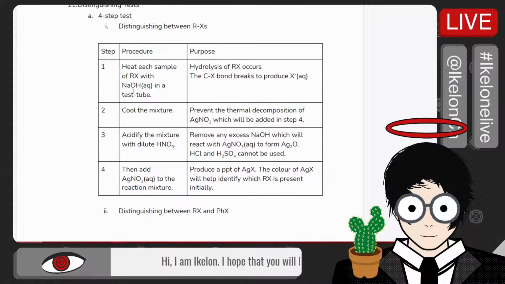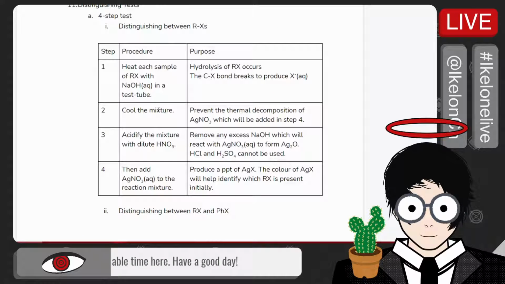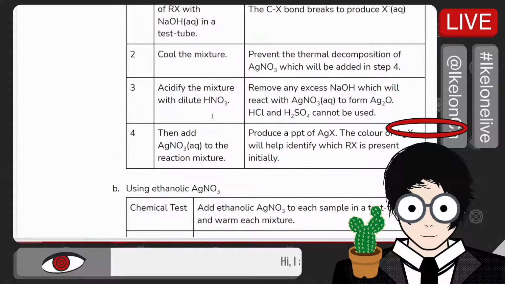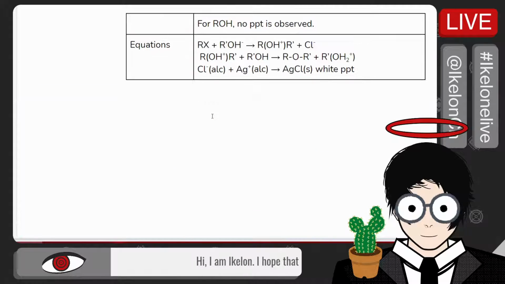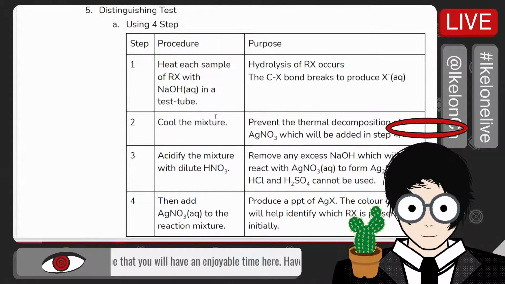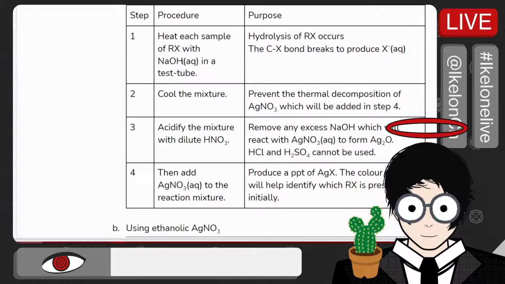Alright, then we finally move on to distinguishing tests. Anyway, distinguishing tests, we have 2, as you can see. First one is the 4-step test. Second one is ethanolic AgNO3. So the 4-step test is this: Step 1, heat your sample of RX with aqueous sodium hydroxide in a test tube.